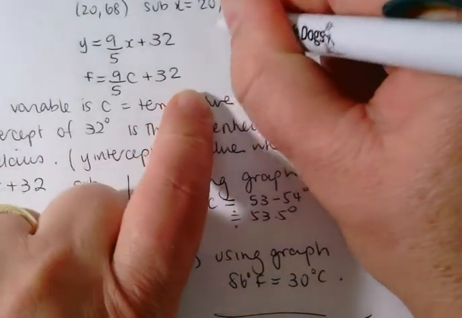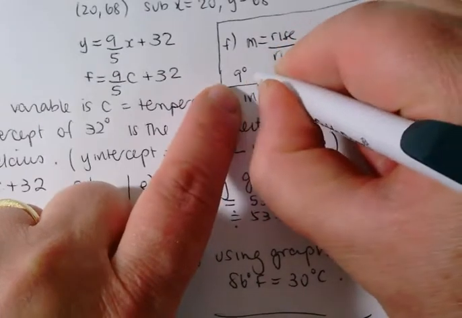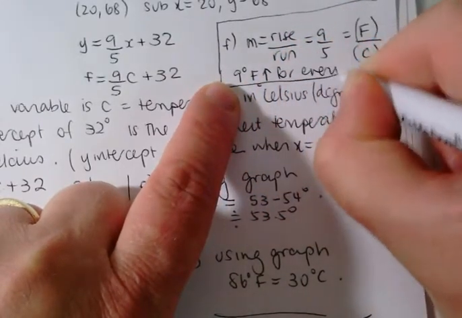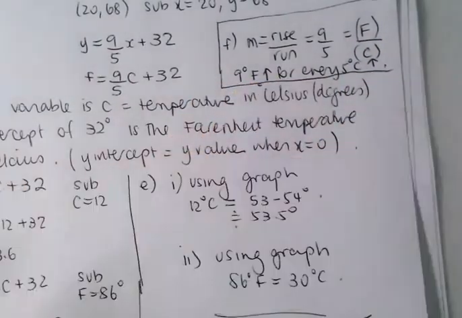So I'll just put this here for part F as well. So you have a 9 degree Fahrenheit increase for every 5 degrees Celsius increase. All right, arrow up means increase.